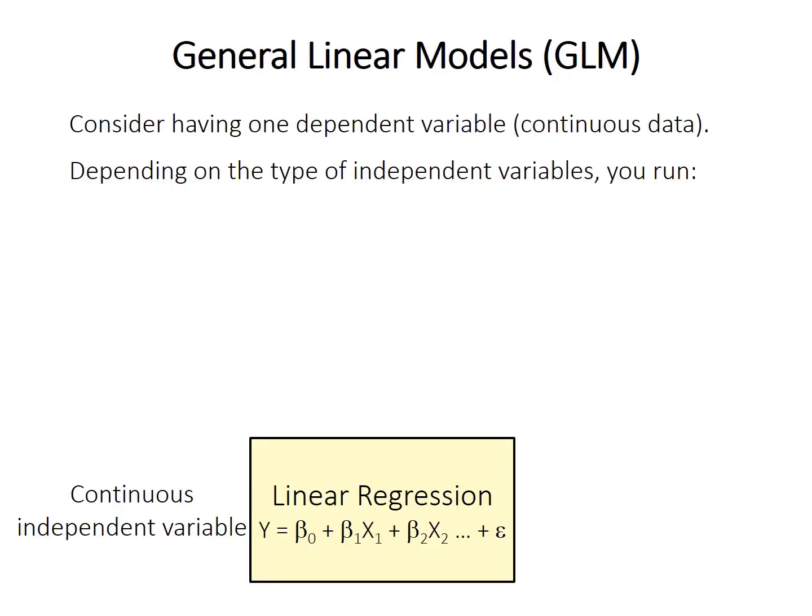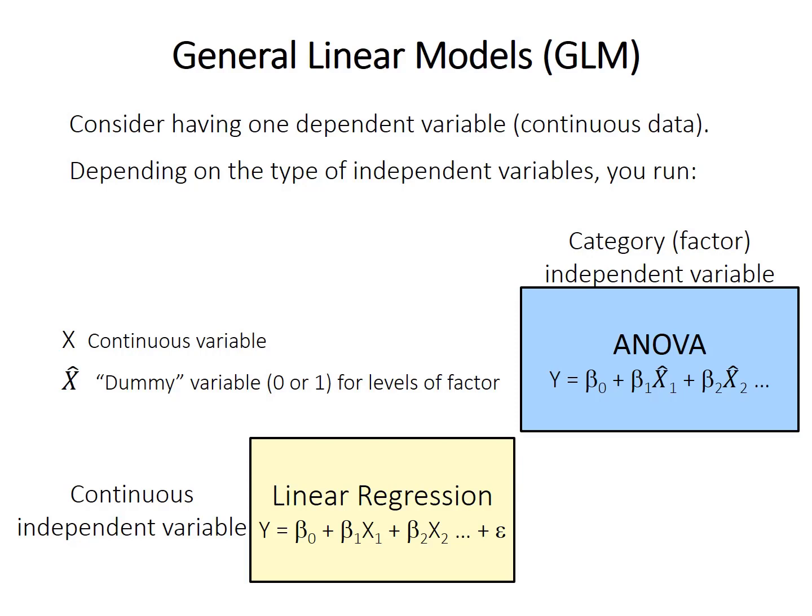So first, let's take a step back and talk about something called general linear models. You've actually learned about several of these despite the fact that I haven't used this term before. So consider having a single continuous dependent variable. If the independent variables are also continuous, this is called linear regression from the previous video. So this equation is similar to what you've already seen, except here you can have multiple independent variables, x1, x2, and so forth. But if the independent variables are instead categorical factors, we actually have ANOVA.